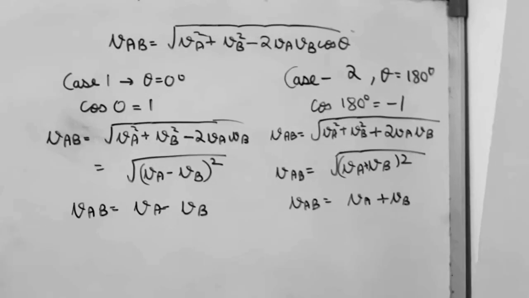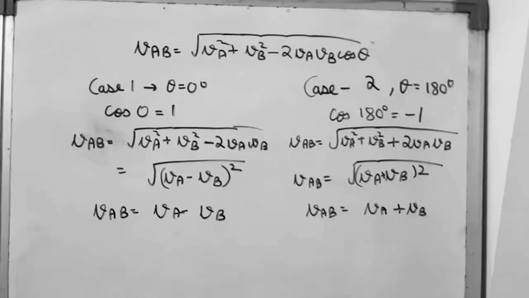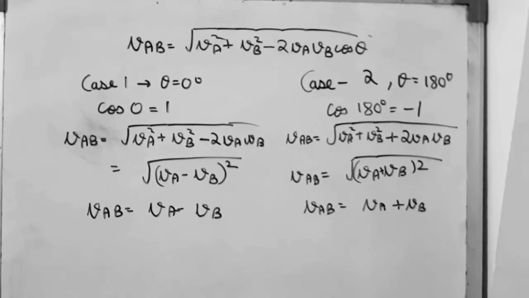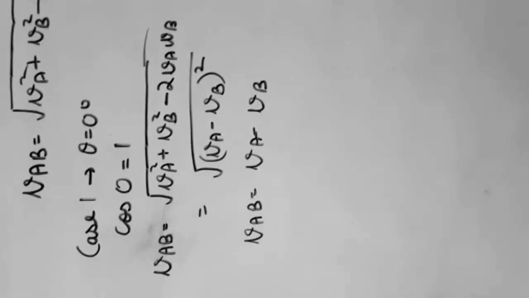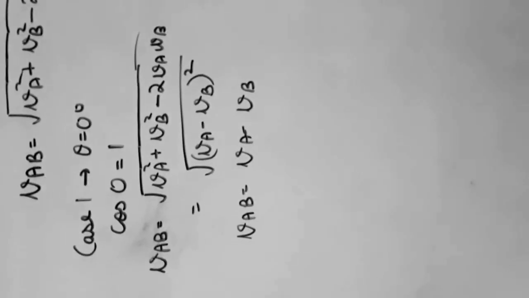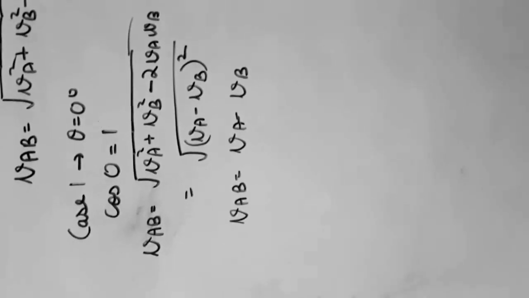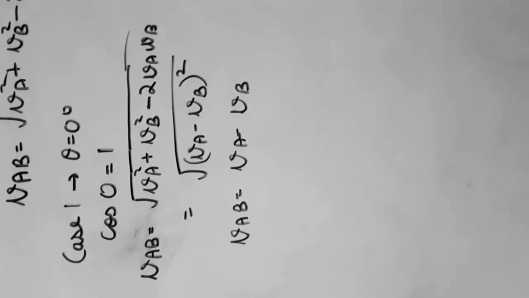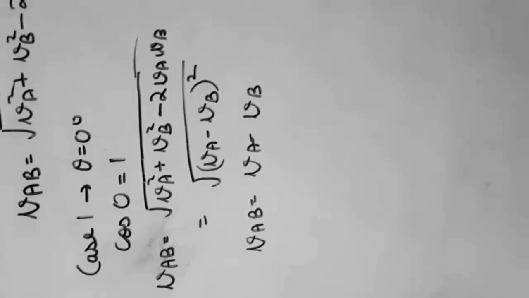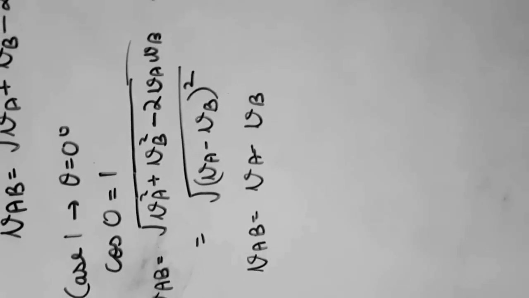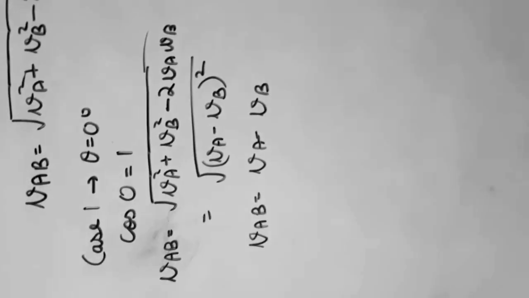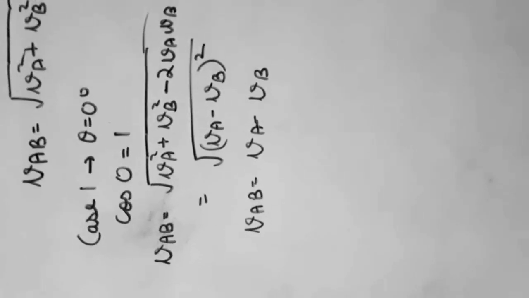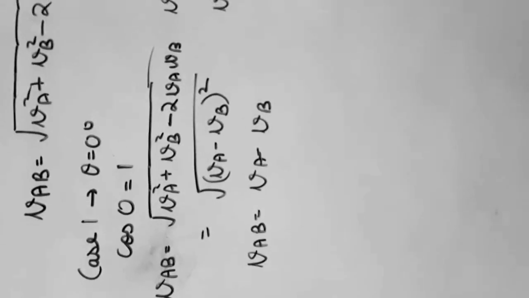Now we are going to discuss the two cases. The value of VAB is under root of VA square plus VB square minus 2 VA VB cos theta. So in the first case we have that the bodies are moving in the same direction, that is theta is equal to 0 degree. If theta is equal to 0 degree, cos 0 is equal to 1. So the value of VAB is equal to VA square plus VB square minus 2 VA VB. So this is the formula for VA minus VB whole square and under root will cancel out. So VAB is equal to VA minus VB.